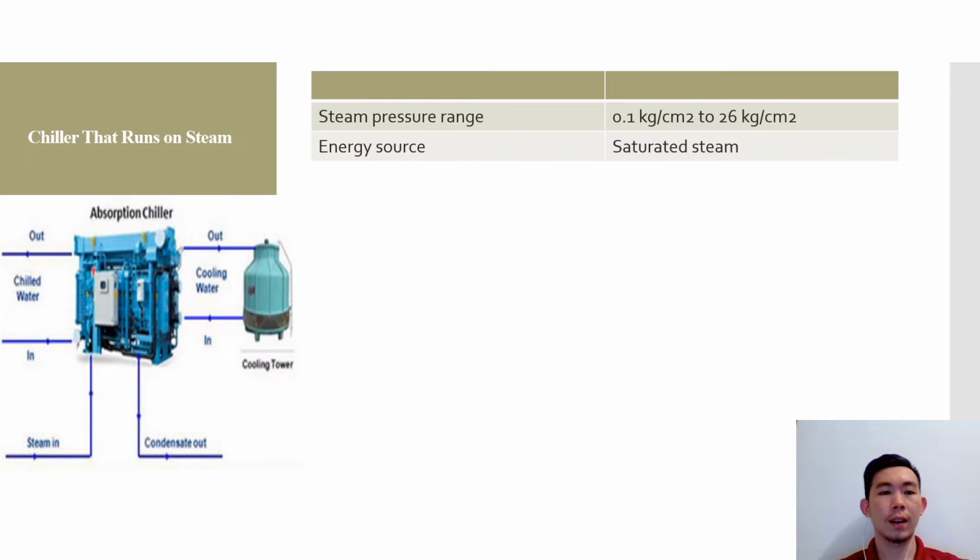Next is chiller that runs on steam. Steam pressure required is 0.1 kg per centimeter square to 26 kg per centimeter square, and the energy source is saturated steam.